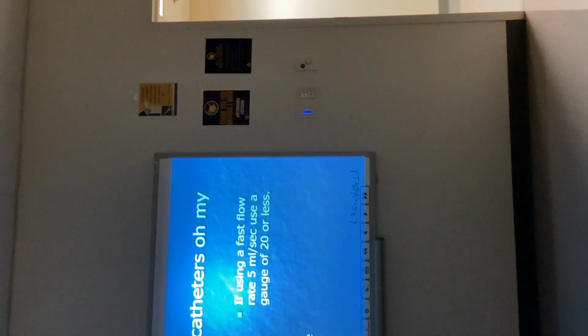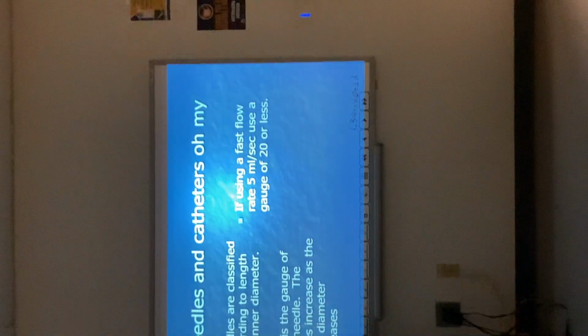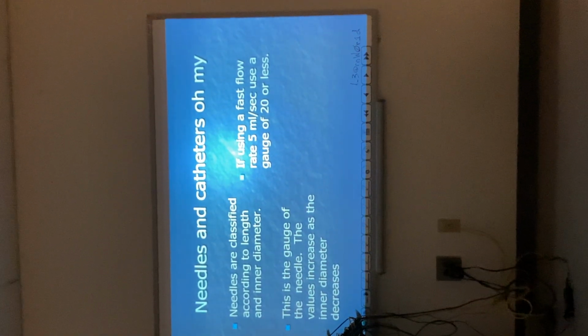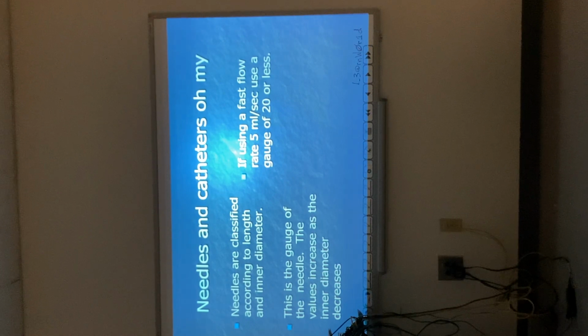So, you've got different gauges on your needles in addition to the length. So the lower the gauge, the wider in diameter that needle is going to be, all right?